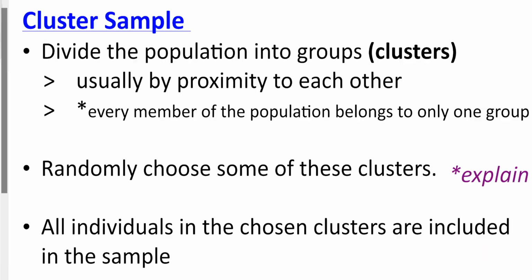Another type of grouping is called cluster samples. So this is different because a cluster sample is where you divide the population into groups called clusters, usually by proximity, but every member can only be in one group. And these groups don't necessarily have something in common. Usually it's just proximity. But then you're going to pick random groups. So randomly choose some of these clusters and have a reason why you're clustering them the way that they are. But all individuals in the chosen clusters are included in the sample.